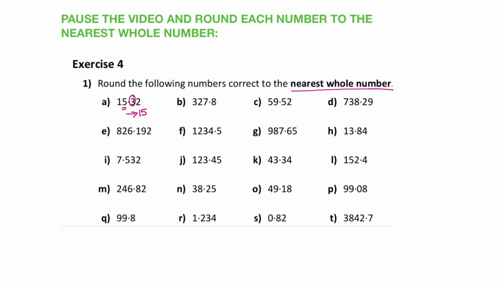Okay, and we're going to pick one other one. We'll do 987.65. We'll do this one here, G. Our units digit, rounding to the nearest whole number, is 7. And the 6 tells us that we need to round the 7 up to the next number along. So instead of 987, we'll have 988. Okay, you have a go at the rest of these just now. Pause the video, answer the questions, and then you get the answers in a minute.